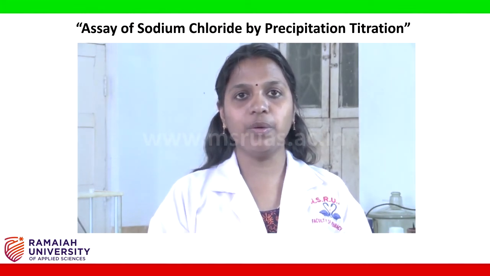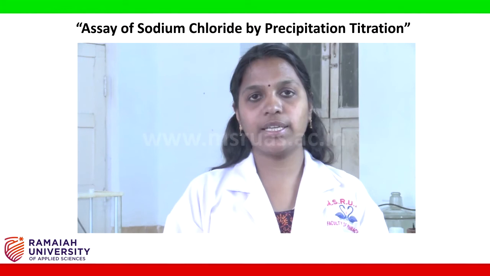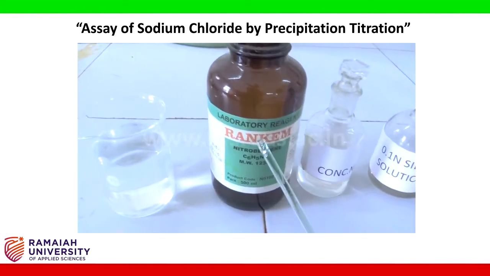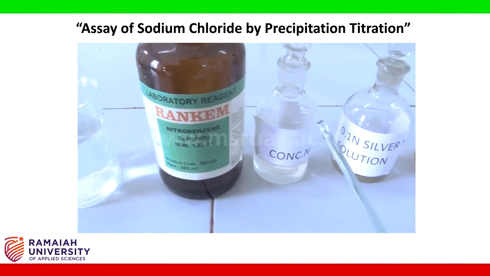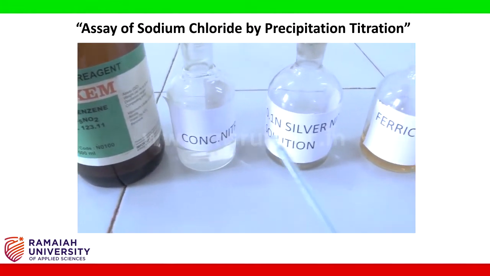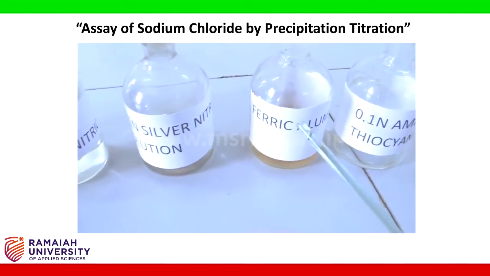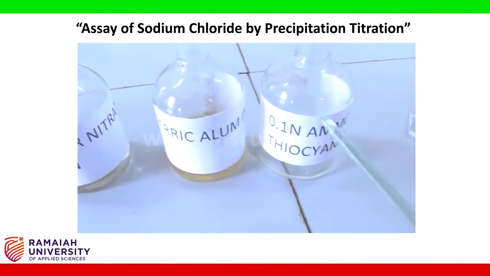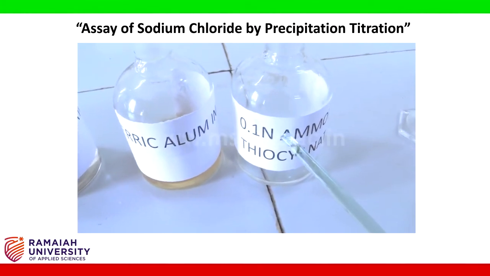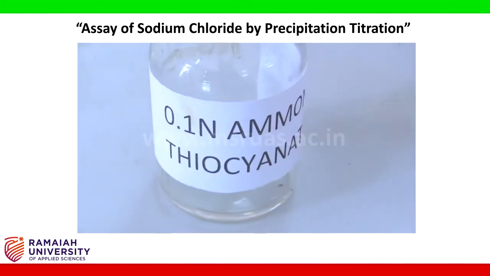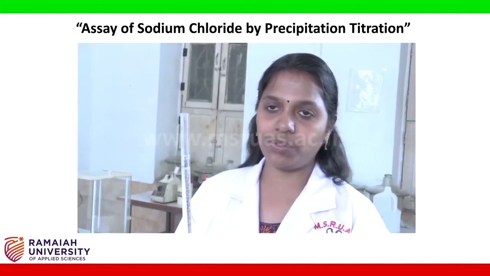Then we have to perform a blank titration. For that, the chemicals required are distilled water, nitrobenzene, concentrated nitric acid, 0.1 N silver nitrate solution, ferric alum indicator, and 0.1 N ammonium thiocyanate. Fill the burette up to the mark with the titrant 0.1 N ammonium thiocyanate solution.